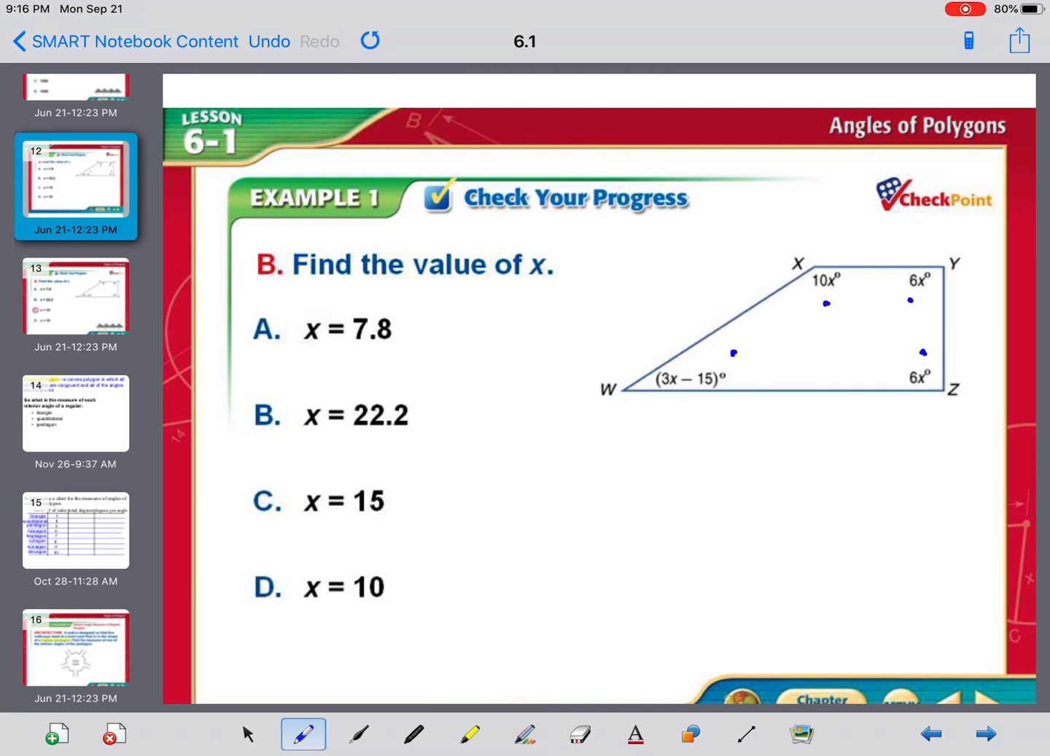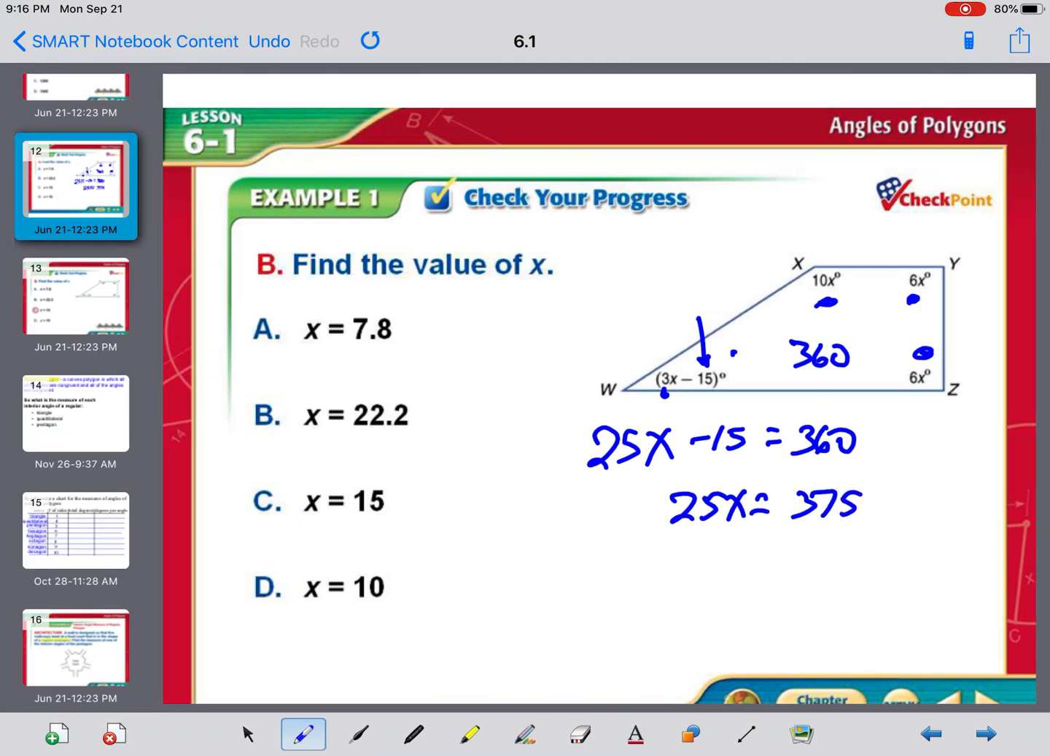Find the value of x. Again, that is a quadrilateral, right? All 4 angles have to add up to 360. So if we take our 6x and our 6x, that's 12x. That's 22x. That's 25x. Then you take your number, which is just the minus 15. Those are supposed to add up to 360. So 25x is equal to 375 when you kick the 15 over. You add 15 to both sides. And x is equal to 15.